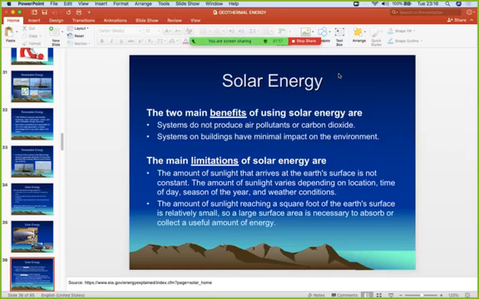So the amount of sunlight reaching a square foot of the Earth's surface is relatively small. That's why the efficiency is very minimal also. So a large surface area is necessary to absorb or collect a useful amount of energy.